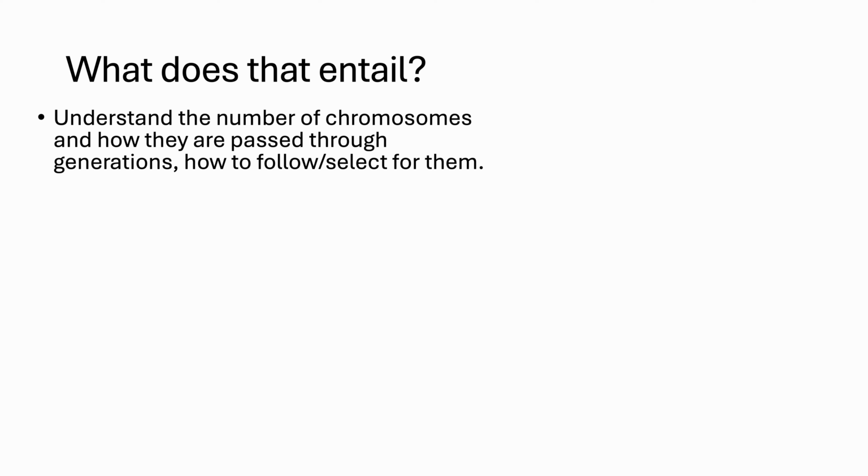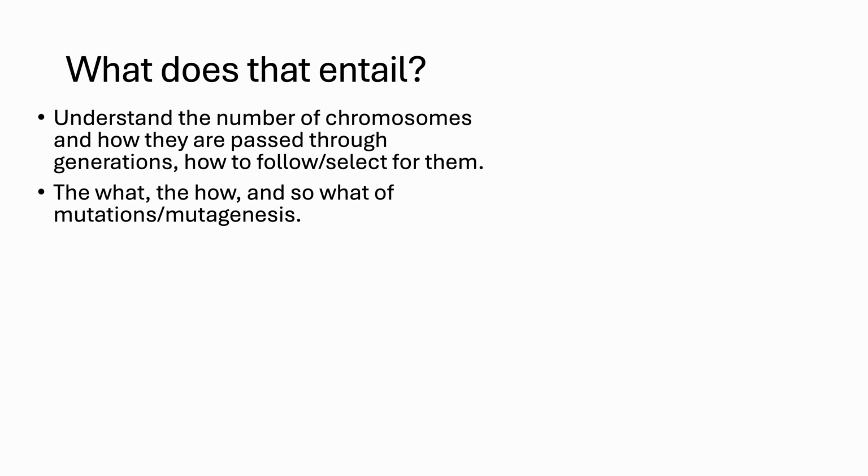You must understand the number of chromosomes and how they are passed through generations and how to follow and select for them. I mean physically, the chromosomes that are lengths of DNA wrapped into each one of a fruit fly's cells. You have to know which one is in which progeny. You can distinguish them using tools available in Drosophila. And then you have to ask the what, the how, and the so what of mutations and mutagenesis. These methods you have to be in full grips with.